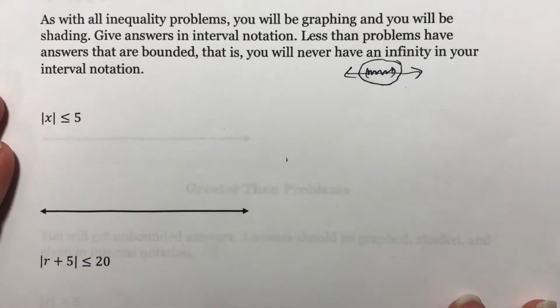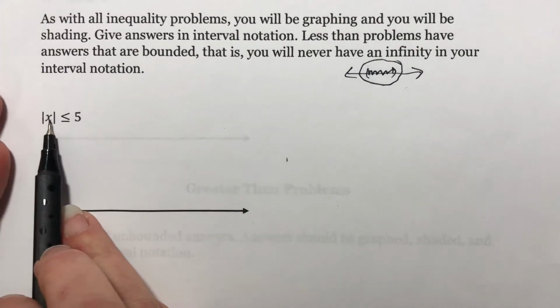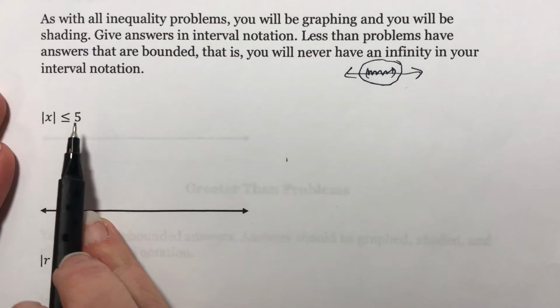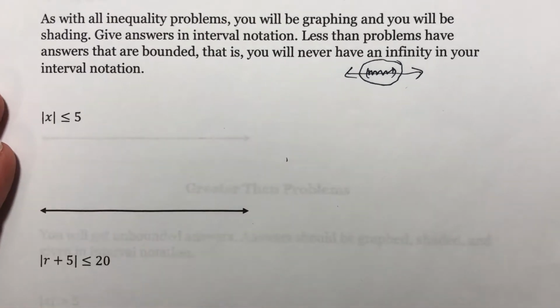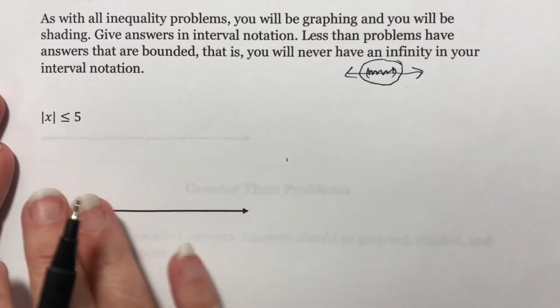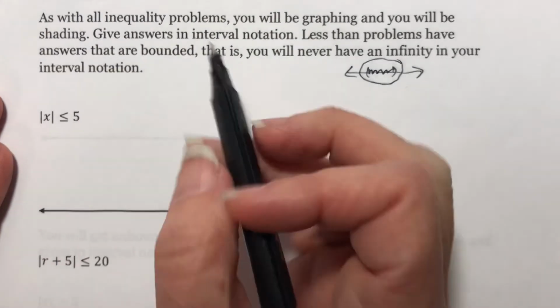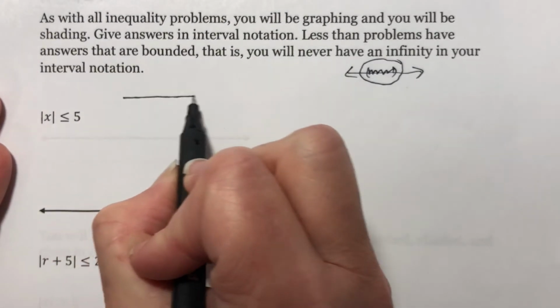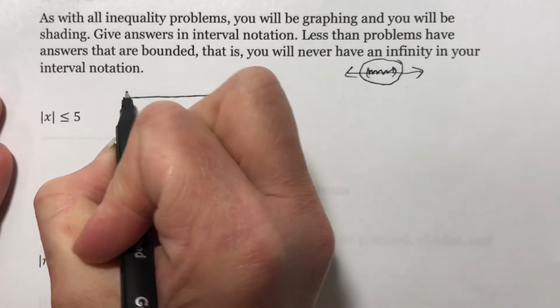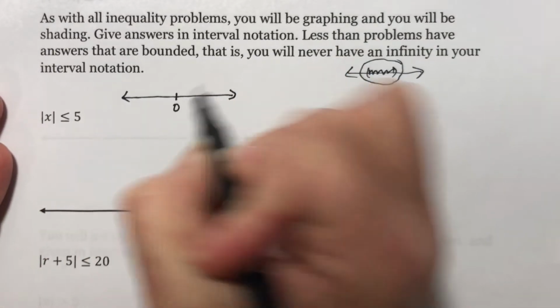Okay, so let's look at working the absolute value of x is less than or equal to 5. Just like with the equal to problem, we're starting off with a very simple example so that you can see how to work it. And actually, I'll be able to show you why this makes sense here. So imagine I have a number line and I have 0 on it.